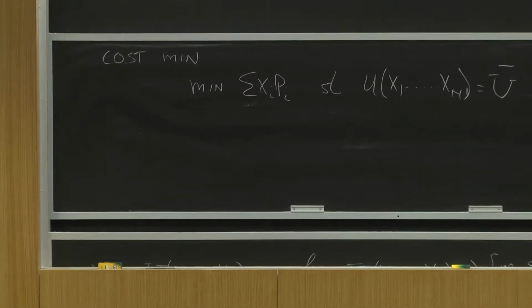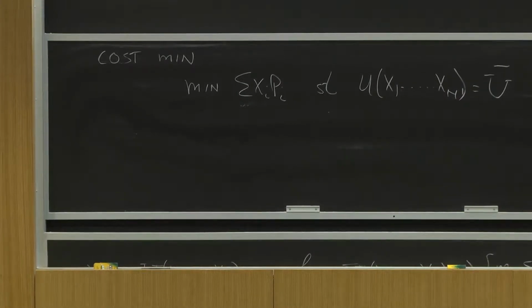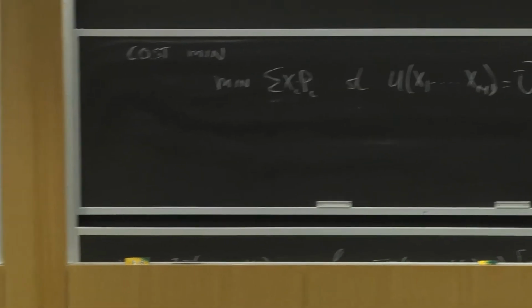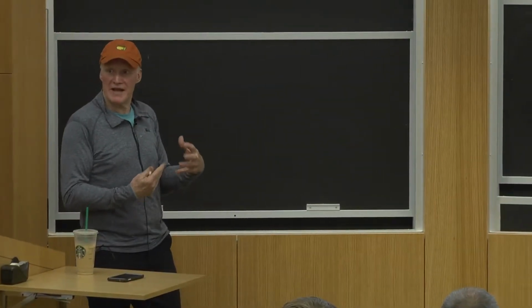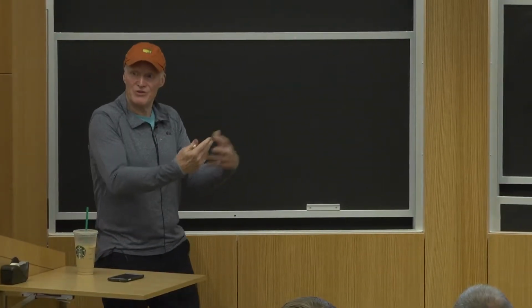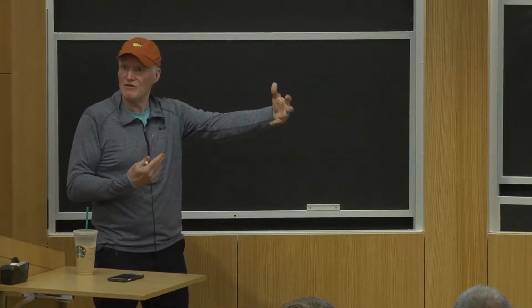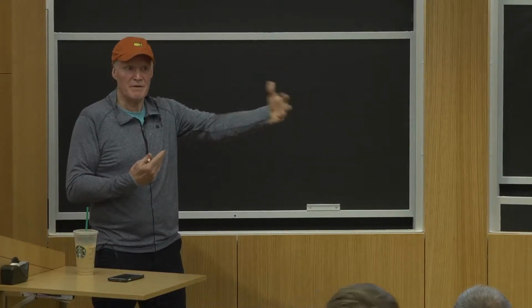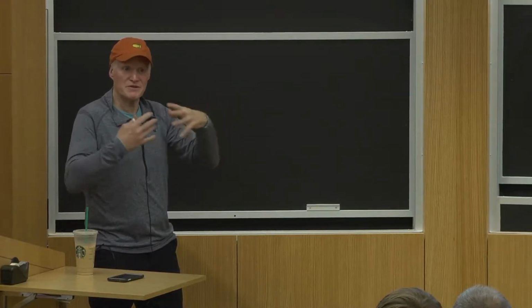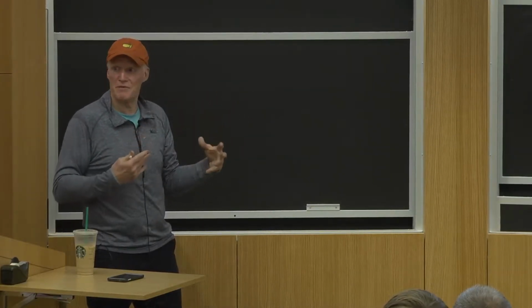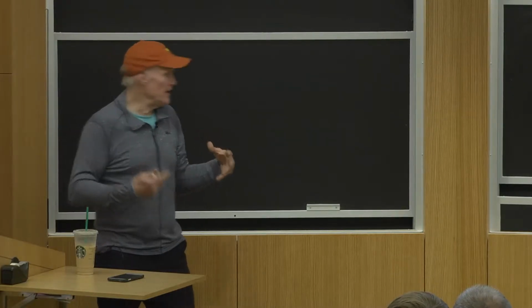So we've tried to turn the problem around. Instead of saying, what's the maximum utility I can get for a given income, I've turned it around and say, how much income do I need to achieve a given level of utility? Now, people understand why those are dual problems? People understand why those solutions are going to be related?